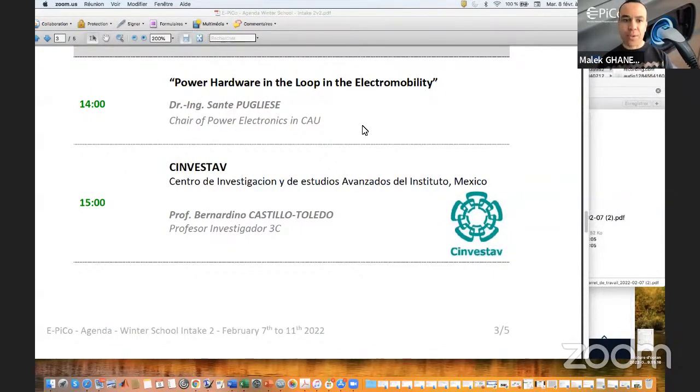It will be about power hardware in the loop in electromobility, as you can see on my screen. It will be given by Sante Pugliese from the Chair of Power Electronics at Kiel University. Okay, so I think Sante is connected. Yes, I'm here. Good afternoon, and thank you for coming to give us a talk and sharing your activities about power electronics within EV applications.